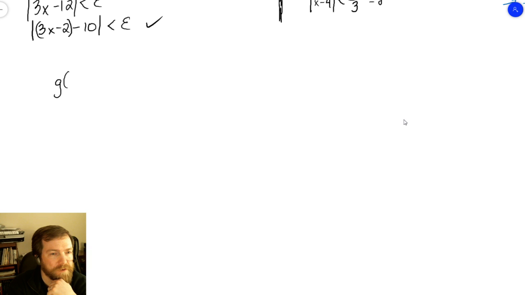Yeah, the fun ones are when you start doing stuff like g of x is equal to x plus 4 times x minus 1.